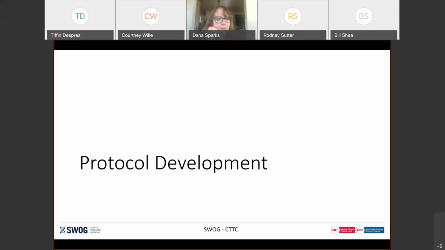So next we'll move into protocol development. And this process is very complicated. So I want to stress that this is a simplistic slide, and it's very specific to how the NCTN groups work with our grants from the National Cancer Institute. Next slide.